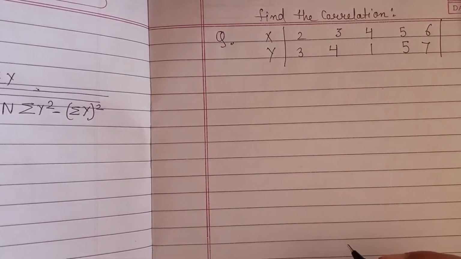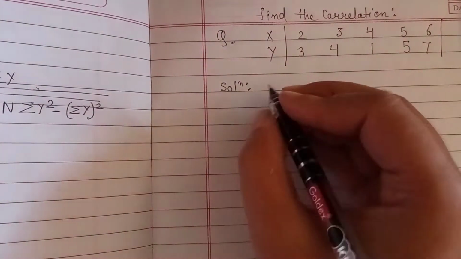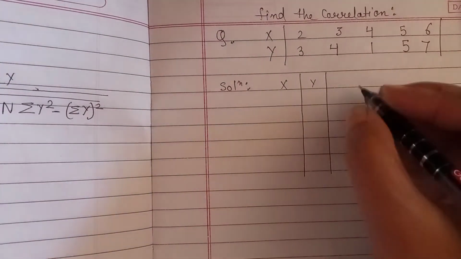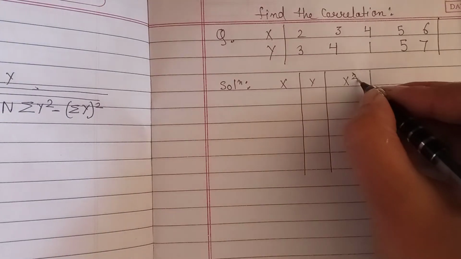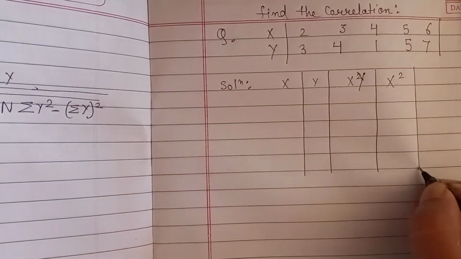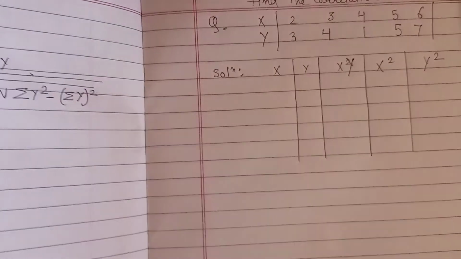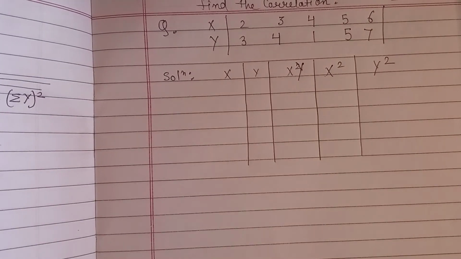Again we will use that same formula, but before using the formula we have to draw a table. In this table we will draw x, y, then we will write xy. Okay, then we will write x square, then y square. No problem if you write x square before, but still, this one we have got.